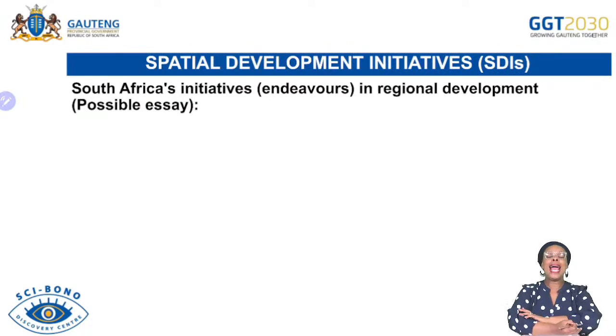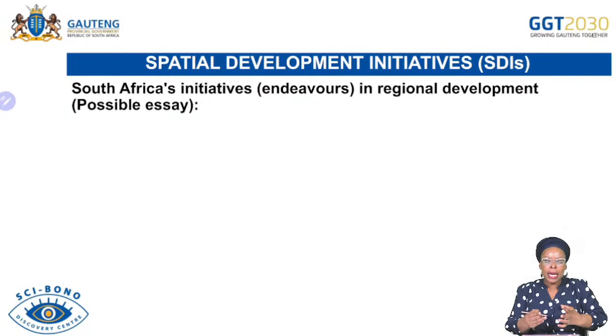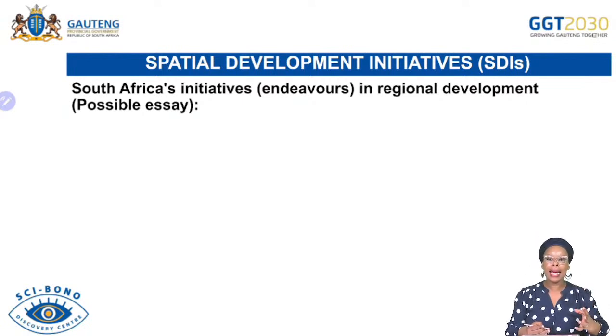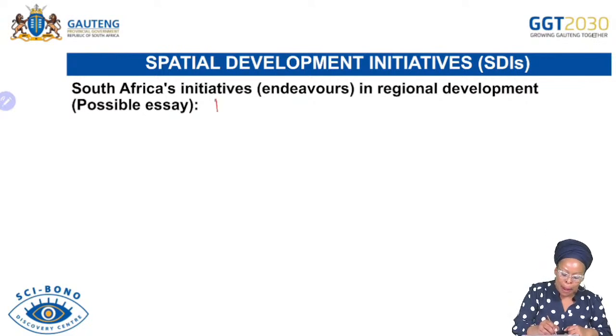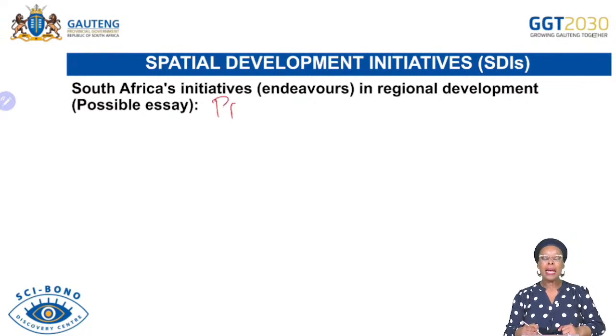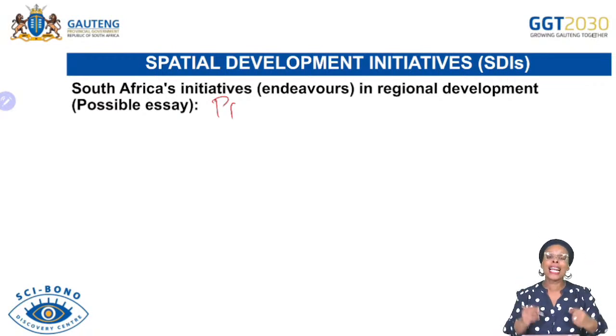Let us look at South Africa's initiatives or endeavors for regional development. We want to see how South Africa practically is implementing its regional and industrial policies. Take note that this is a possible essay. We have other possible essays in paper 1. This is a paper 1 possible essay. I am not saying it is the one that will be in your prelim or final exam, but it is one of the essays that might be asked.